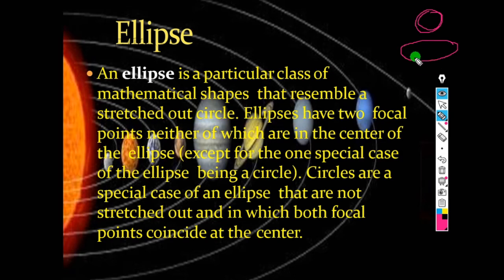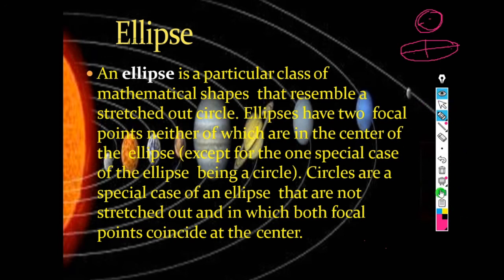So for this there won't be any center, but two foci will be there on either side of the major axis. Let us say this is the major axis and this is the minor axis. There is one focus here and one more focus on the other side. Circles are a special case of an ellipse that is not stretched out, in which both focal points coincide at the center. Hence the circle doesn't have focal points, but instead it has a center.